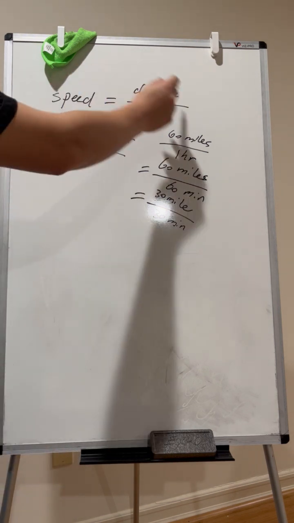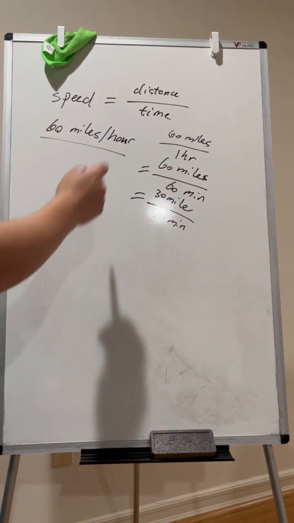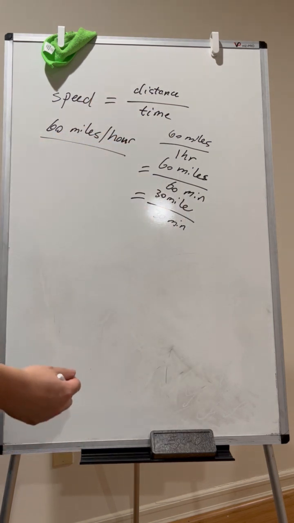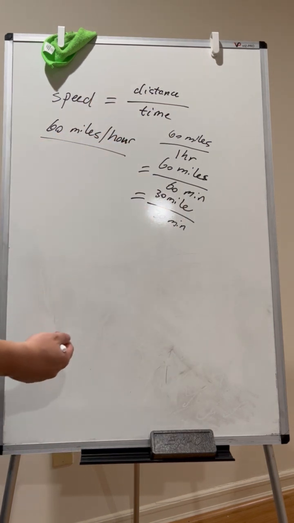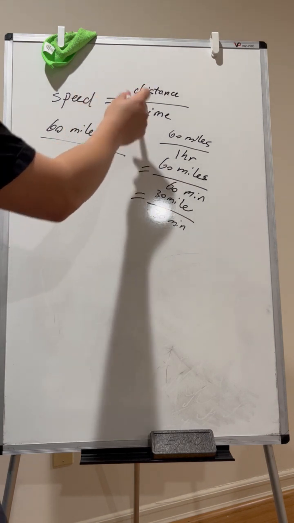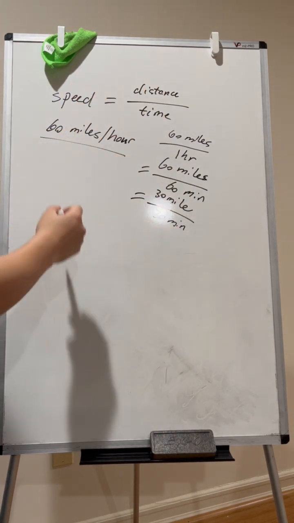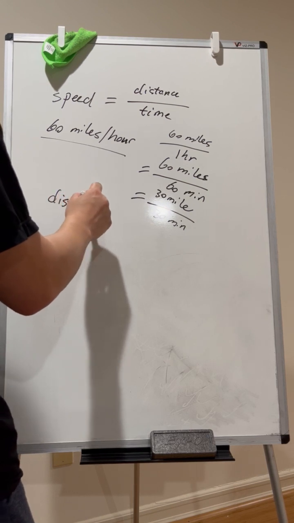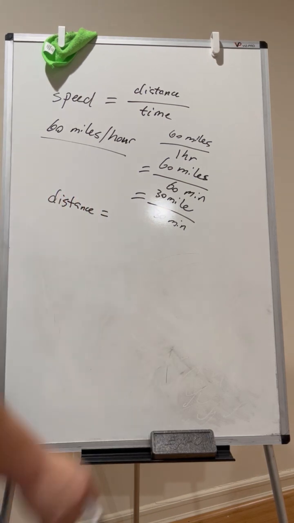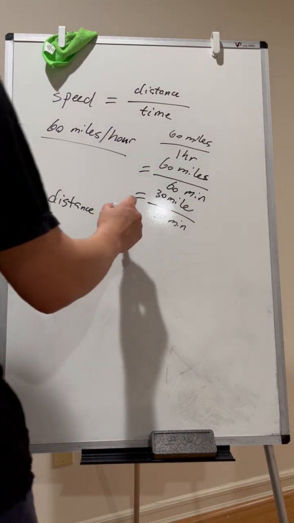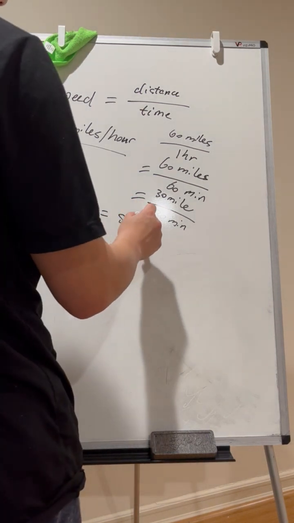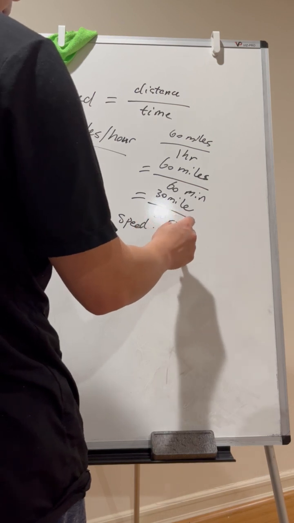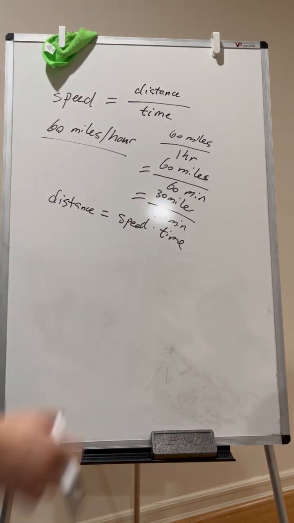I can write this equation in a different way. I can say distance equals something. So what does that equal to? If I write these three quantities differently, I ask you, what does distance equal to? Speed multiplied by time. Yes, so it is equal to speed multiplied by time. Yeah?